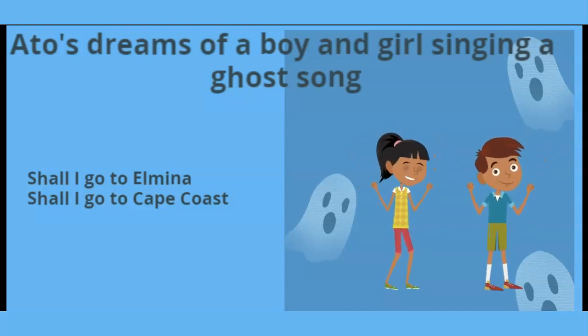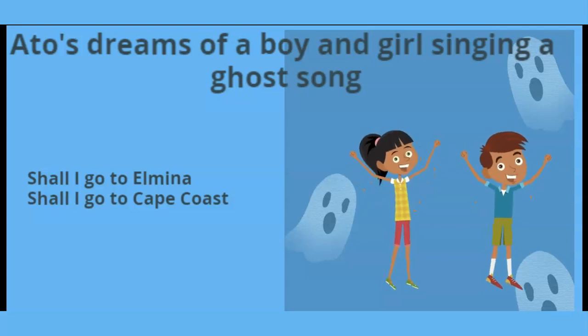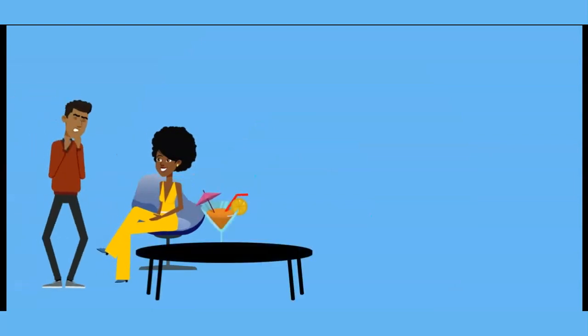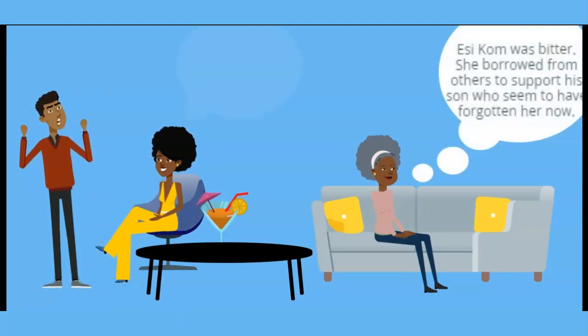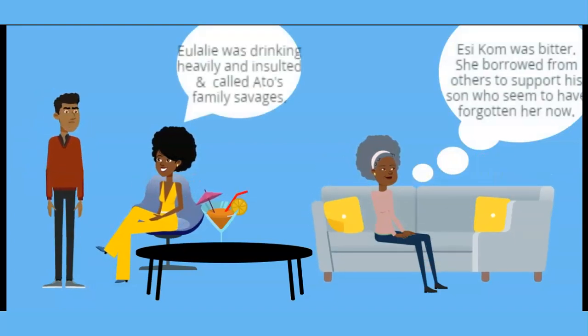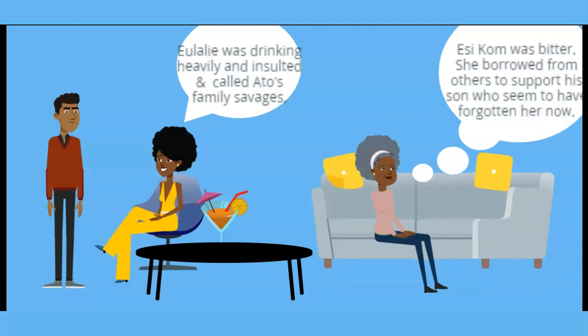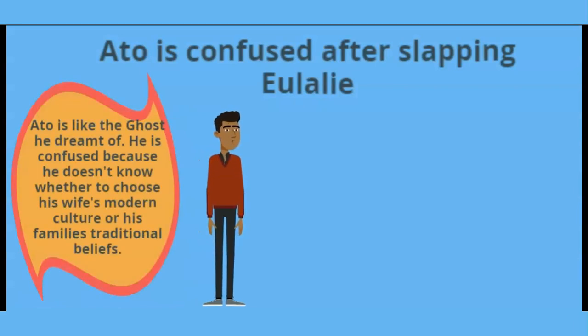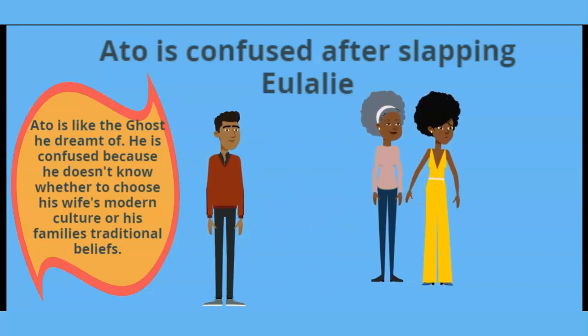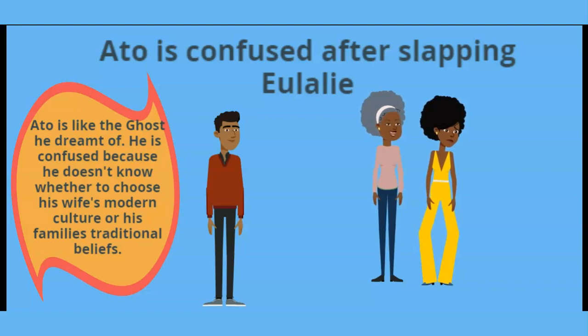were singing a ghost song. The ghost was confused, not knowing whether to go to Elmina or Cape Coast at a junction. This actually implied Ato's state of confusion, not knowing whether to choose his wife's beliefs or her family's beliefs. Ato spent much of his money taking care of his wife Oleli by getting her some gadgets like fridges and stoves to make her comfortable, while he ignored her mother Esikom, who had debts to pay as a result of the borrowing she did to help him through school. Ato's family were expecting Ato and his wife to have children, but they were controlling birth. Thus Ato hid from his family, and when Olali realized, she was very disappointed. Ato slapped her after a quarrel one day, and Olali ran away from the house. She was found later, and Esi accepted.